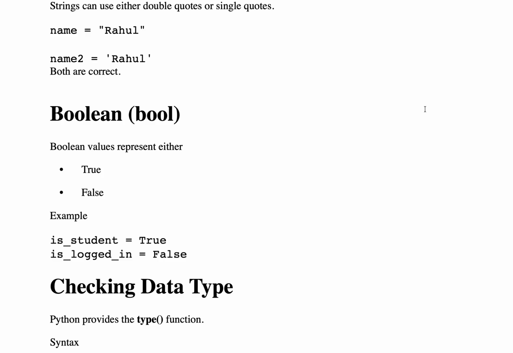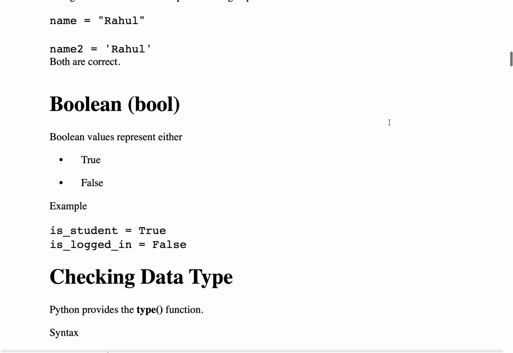So in the first part of this lesson, we learned about the four major data types in Python: integer, float, string, boolean. We also learned that Python automatically determines the type of the data stored inside the variable. This feature is called dynamic typing. Now let's continue our lesson by learning how to identify the data type of a variable and how to convert one data type into another.